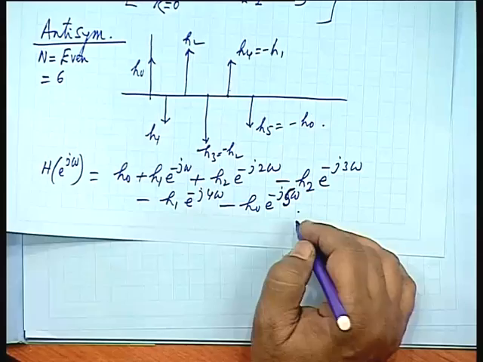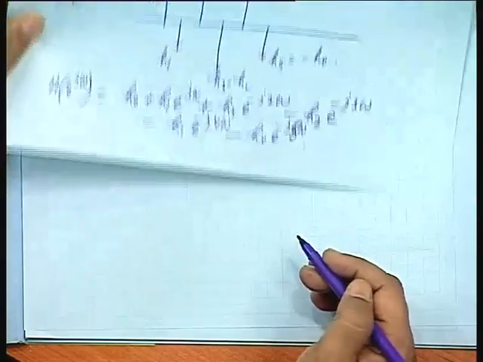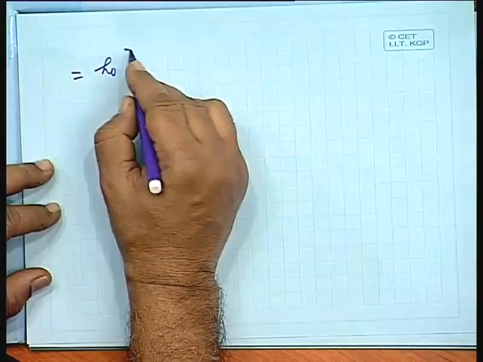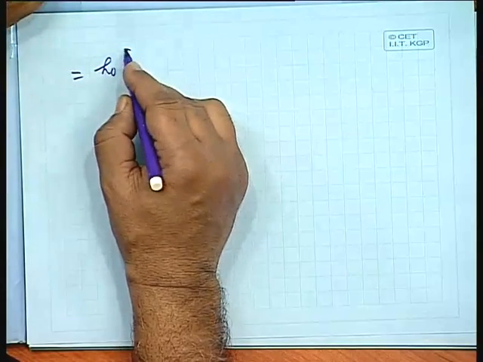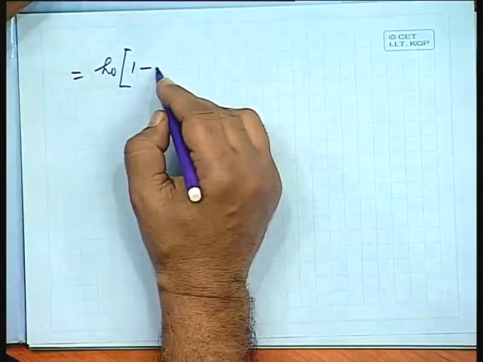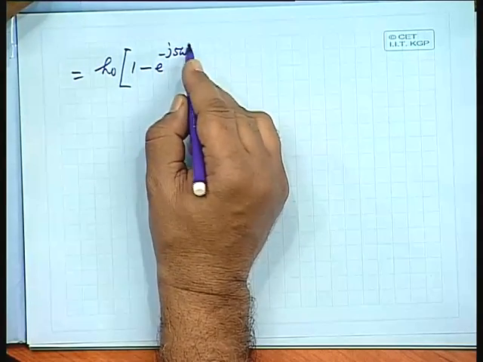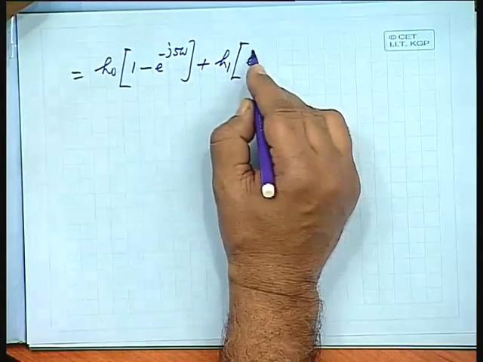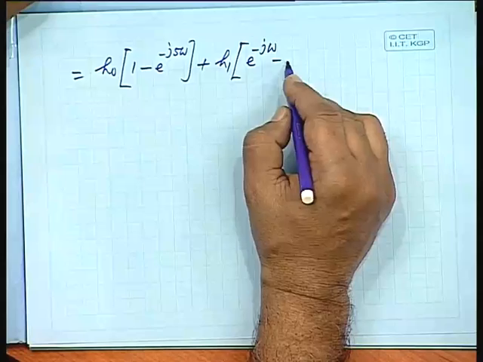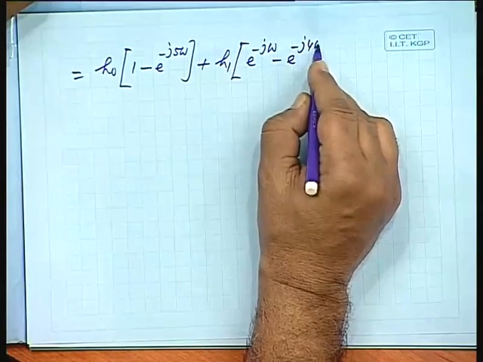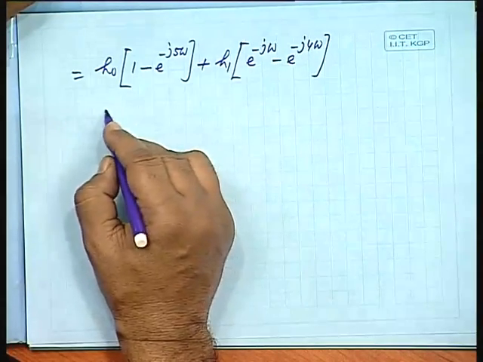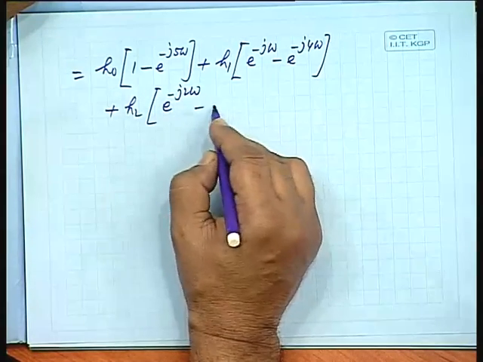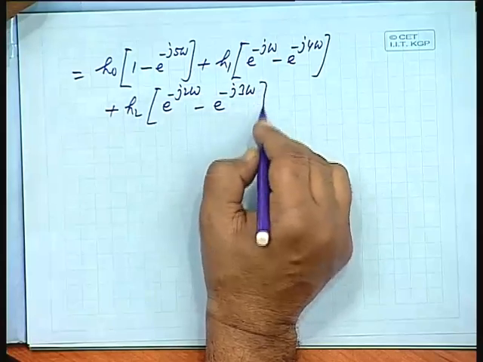Now, if you pair them, what do you get? Equal to H0 into (1 minus e^(-j5ω)) plus H1 into (e^(-jω) minus e^(-j4ω)), correct me if I am wrong, plus H2 (e^(-j2ω) minus e^(-j3ω)). Okay.